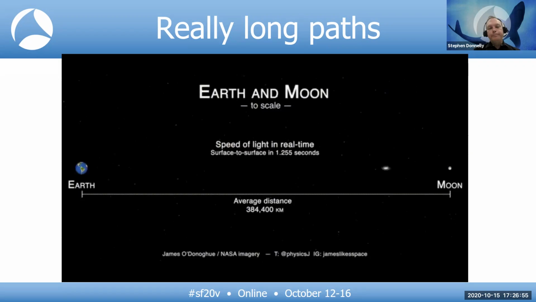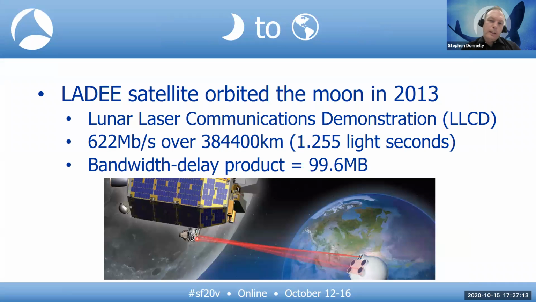And the question would be, given that the one-way delay is 1.2, 1.3 seconds, the round trip time is getting close to 2.5 seconds, what bandwidth delay would we get? We need to know what the bandwidth is. So how much bandwidth is there from the Moon to the Earth? Well, there was a satellite launched in 2013, which had laser communications on it, which could do 622 megabits per second from the Moon to the Earth. So if we ran that through our calculations and asked what the bandwidth delay product is for 622 megabits per second over that distance, it's 99.6 megabytes.